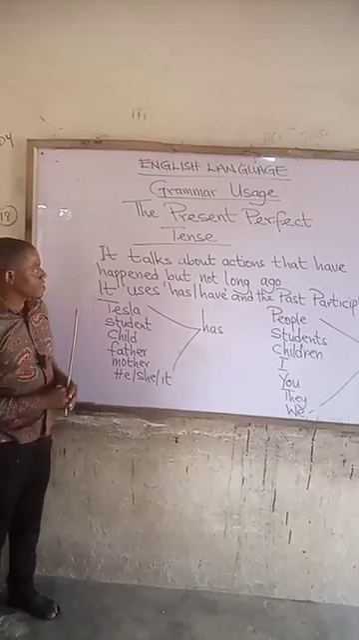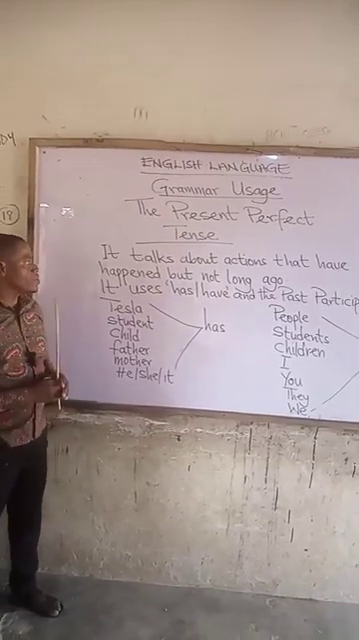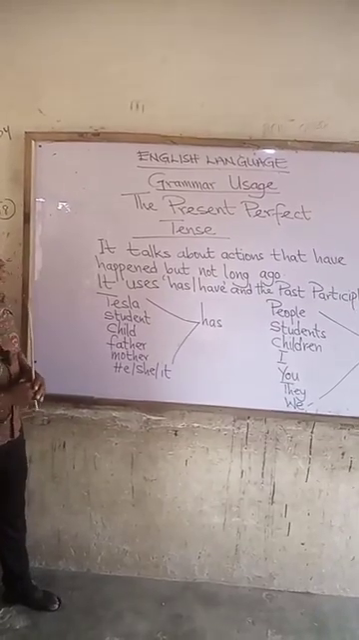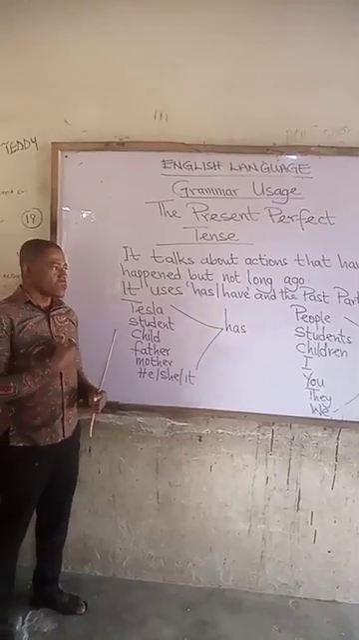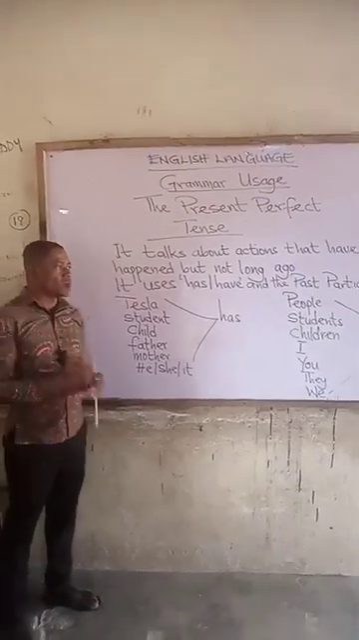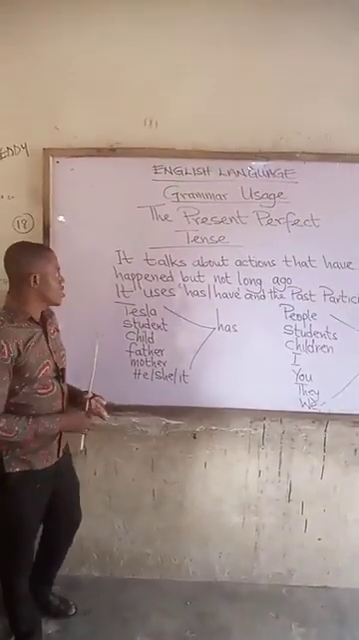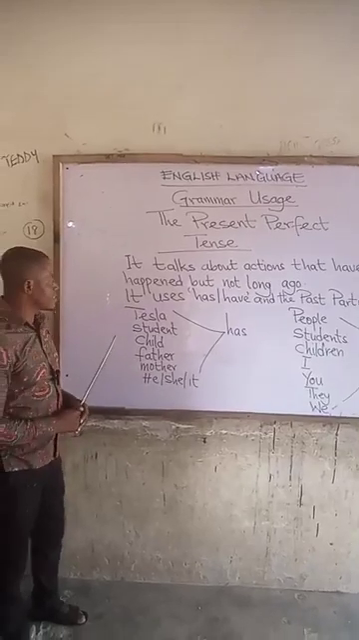I will explain it again. When we talk about present perfect tense, it simply means, or it talks about actions that have happened but not long ago. So when you have done something, or you have just completed an action and you want to say it, you use what we call the present perfect tense.